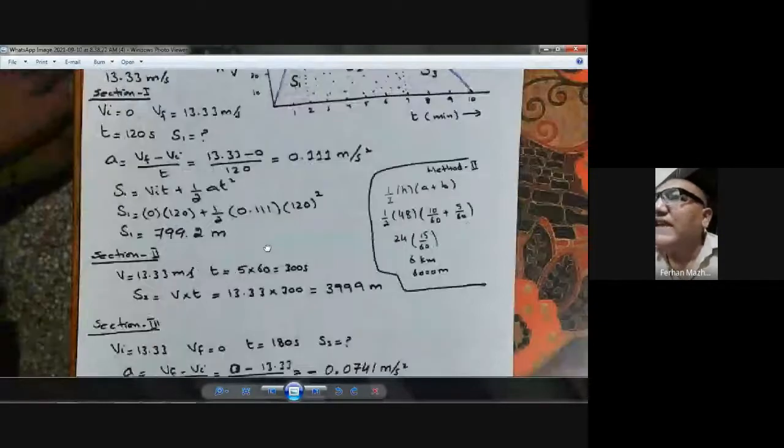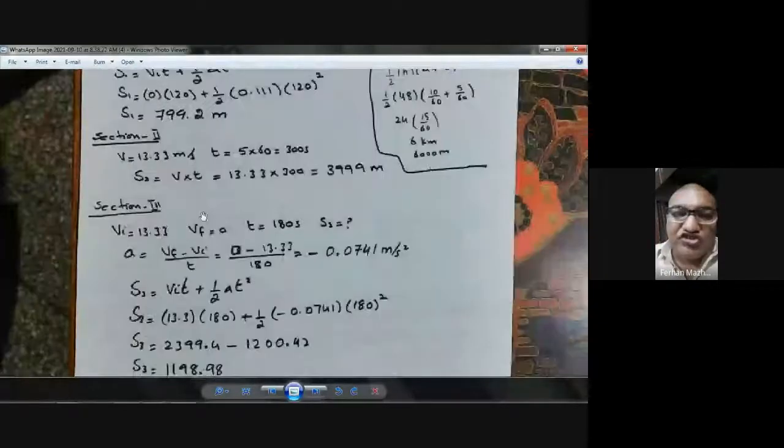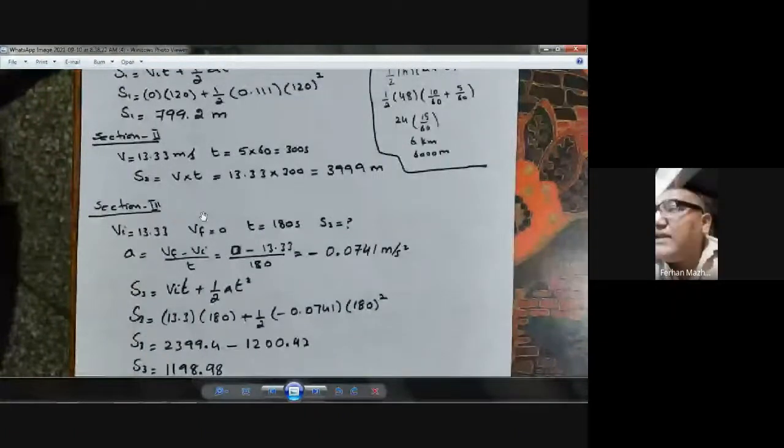So in the second portion, the constant velocity with which the train is moving is 13.33 meter per second, and for 5 minutes the train moved with that constant speed. 5 minutes in seconds: in 1 minute we have 60 seconds, so in 5 minutes we will have 300 seconds. So in the second portion, the distance traveled will be velocity multiplied by time. That will be 13.33 multiplied by 300, which is 3999 meters, approximately 4,000 meters.